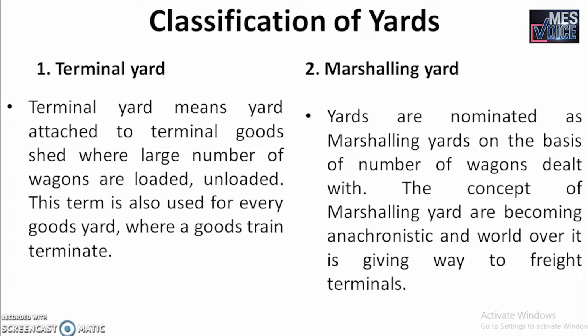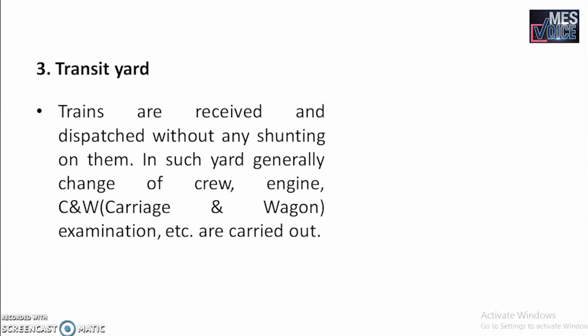So the marshalling yard is another term or a complex form of the terminal yard. In a terminal yard, only 2 or 3 trains are dealt with, while in a marshalling yard there are n number of trains. And this is a transit yard.